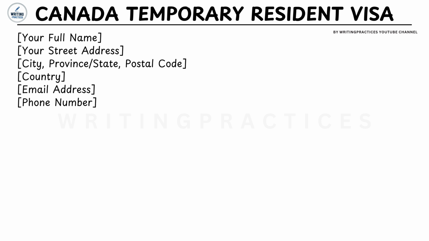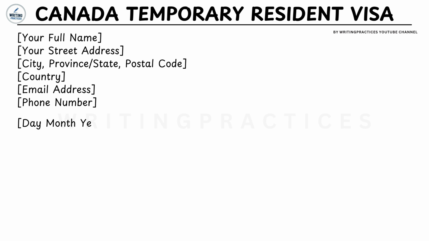For example, Michael Anderson, 123 Maple Street, Toronto, Ontario, M5V2T6, Canada, michaelanderson@email.com, +14165555789. This information allows immigration officers to identify you quickly and contact you if additional clarification or documentation is needed. It also ensures consistency with the rest of your visa documents. Double-check that all details match your passport and application form exactly. Even small inconsistencies can create confusion during processing.